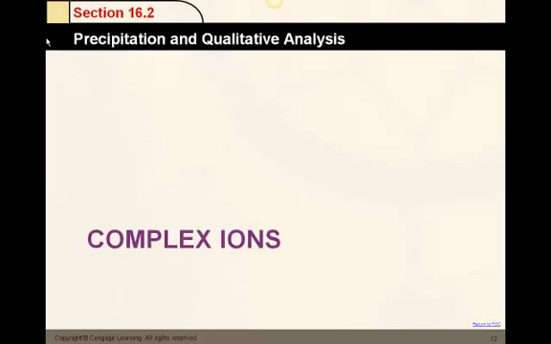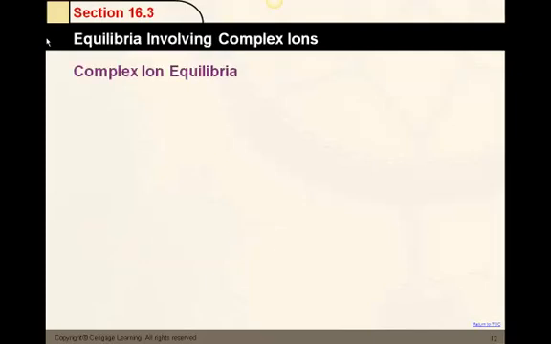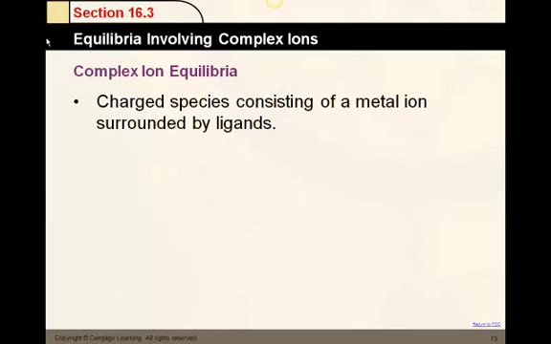Complex ions. This is the last section of chapter 16, and it's a pretty interesting section. Although it's probably not the most important section in terms of what you'll see on the exam, it is a little bit different and important. What are complex ions? They are charged species consisting of a metal ion surrounded by ligands.